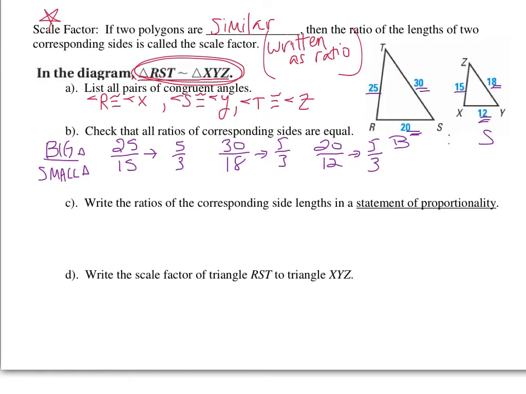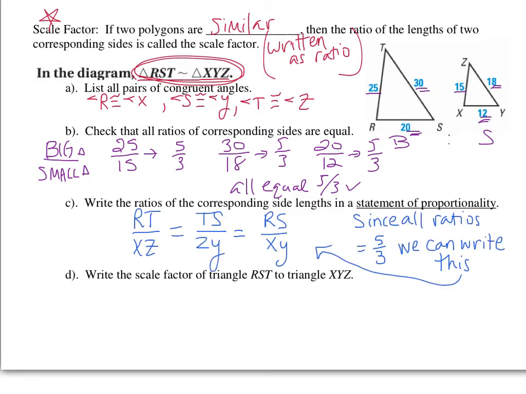this is a similar triangle. So if we need to write the ratios of the corresponding side lengths, we're basically taking each of these ratios that we set up right here, but we're putting it back as the actual letters, not as numbers. So you can see that RT is going to be proportional to XZ, TS is proportional to ZY, and RS is proportional to XY, and that's what I've got right here. And we can only do this because all three of these ratios of the sides are all congruent, or they're all the same number. So that's why we can actually write this proportional statement.